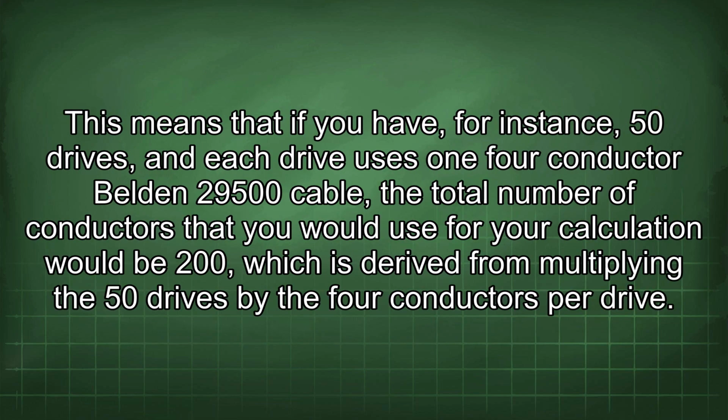calculation. This means that if you have, for instance, 50 drives, and each drive uses one 4-conductor Belden 29500 cable, the total number of conductors that you would use for your calculation would be 200, which is derived from multiplying the 50 drives by the 4 conductors per drive.